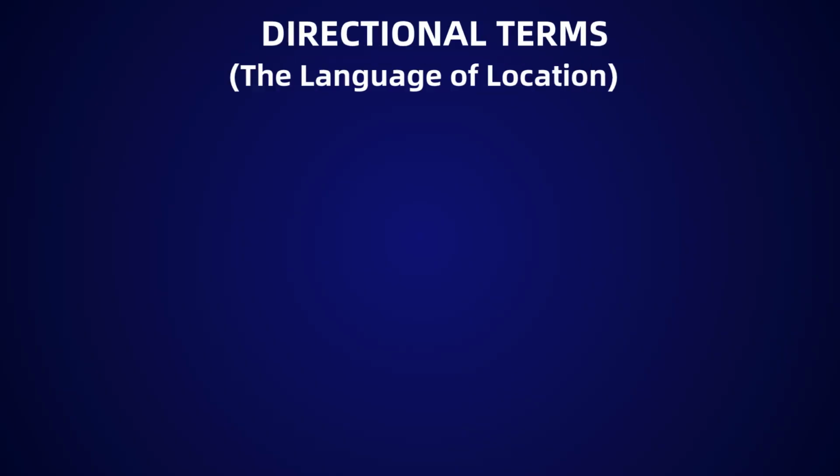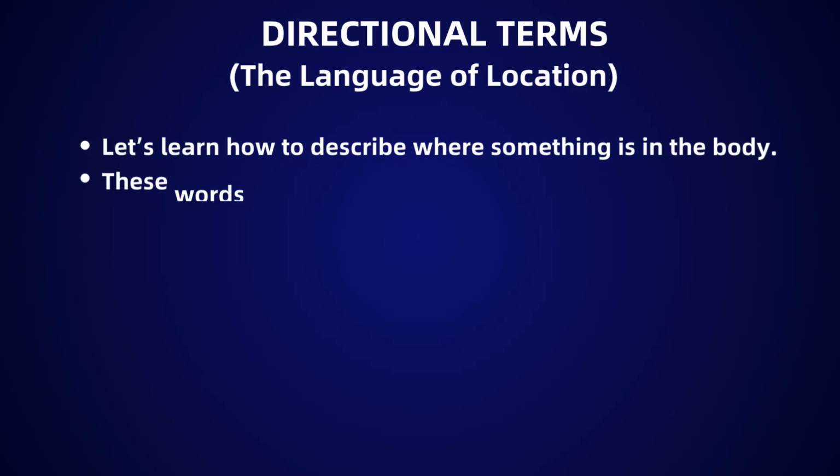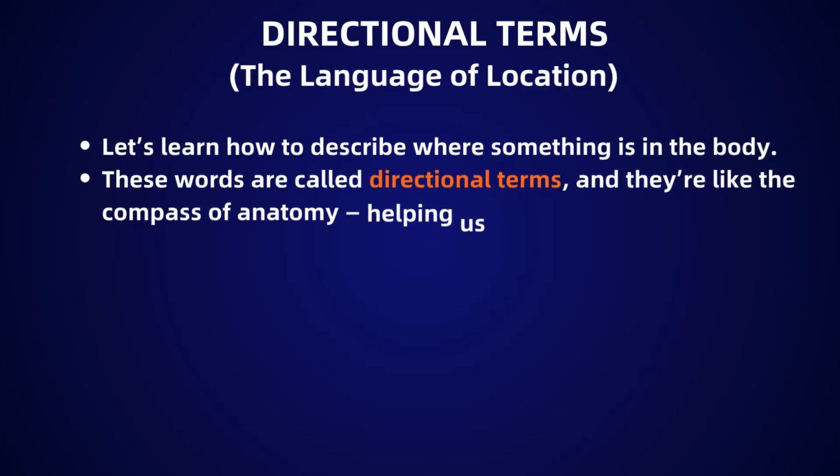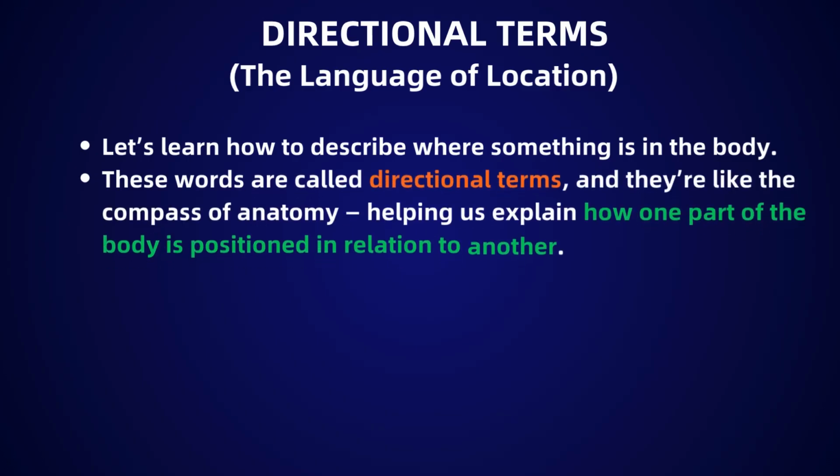Now let's talk about the directional terms, the language of location. Alright, now that we understand planes, let's learn how to describe where something is in the body. These words are called directional terms and they are like the compass of anatomy, helping us explain how one part of the body is positioned in relation to another.